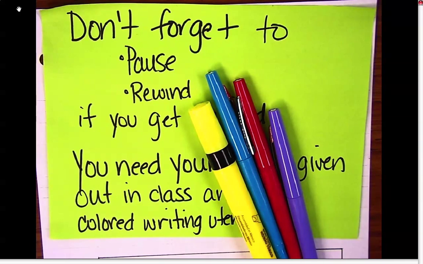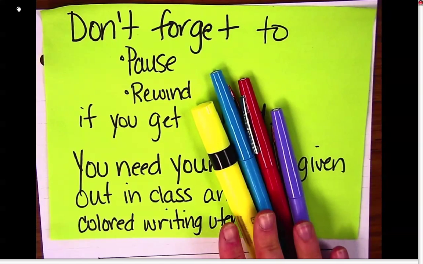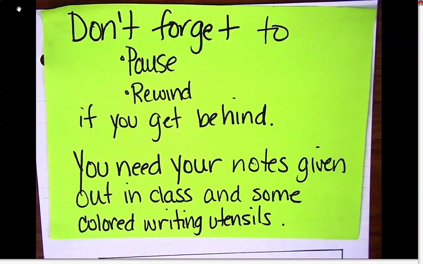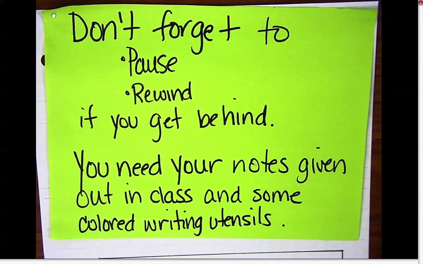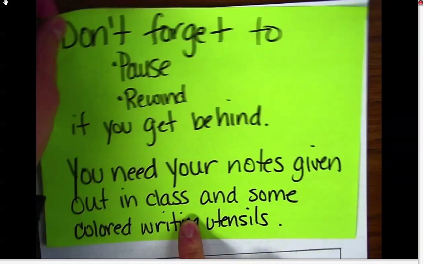Welcome to using tape diagrams and ratio tables for unit rate. For this video, you're going to need 2 to 3 colors and a highlighter or two. Don't forget, you can pause or rewind if you get behind. And you'll need your notes that were given out in class and those colored writing utensils.